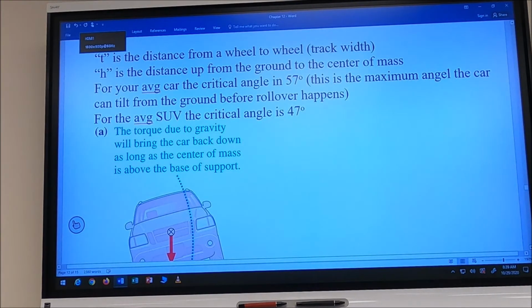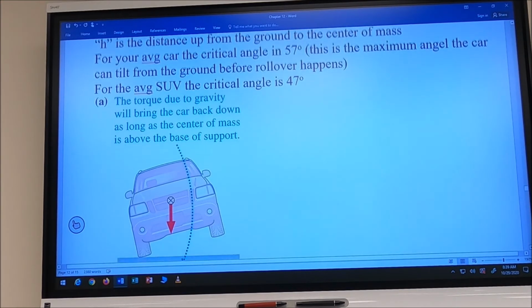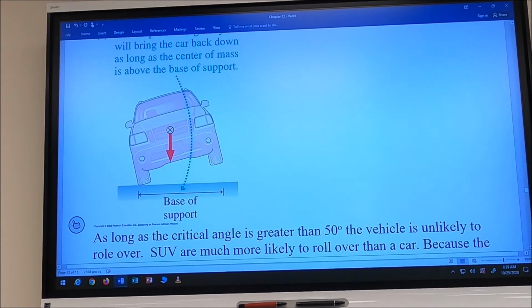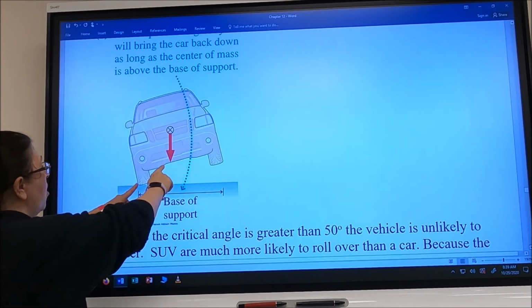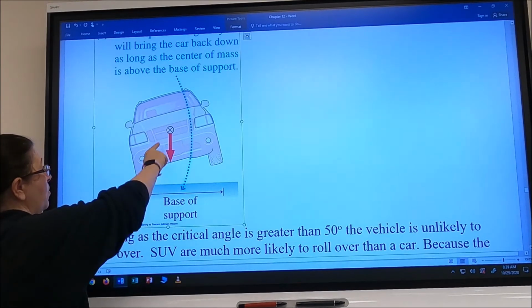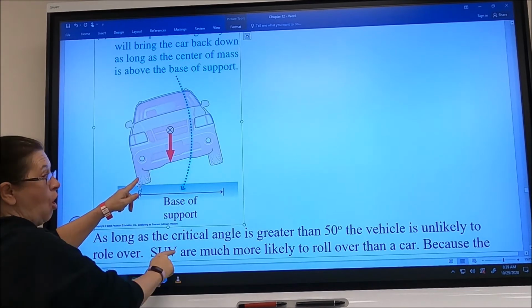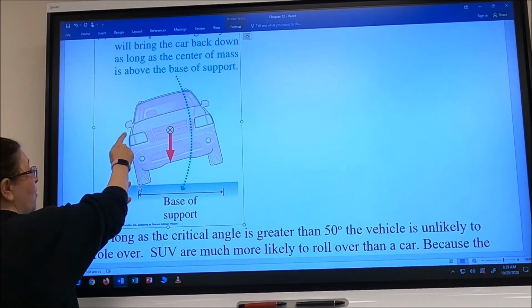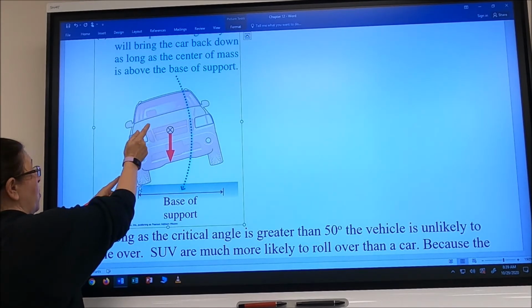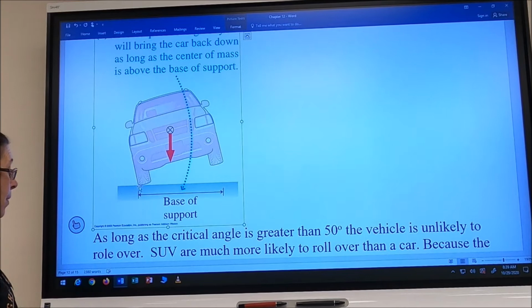For an SUV, the critical angle is usually about 47 degrees. That's because they sit higher above the ground, more ground clearance. So if you think about this, if here is the center of mass, as long as it stays on this side of the pivot point, it's going to want to pull the car back down onto its wheels. As soon as the center of gravity gets on this side of the pivot point, the car is going to flip.